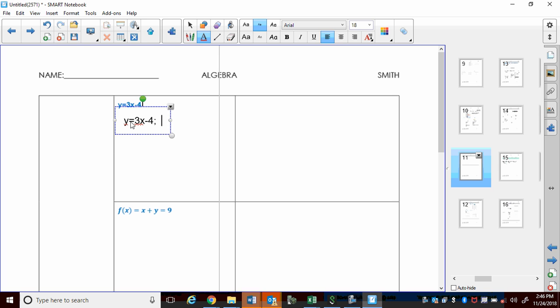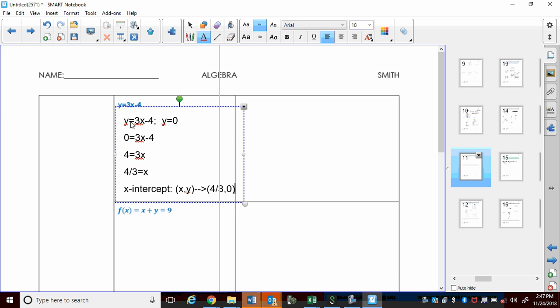Flip the page. Over here, we have y equals 3x minus 4. We're looking for the x-intercept. That means y equals 0. So I'm going to solve for x. I get 0 equals 3x minus 4. I move the number term to the opposite side. I get 4 equals 3x, and I get 4/3 equals x. X-intercept form would be x comma y, or 4/3 comma 0.